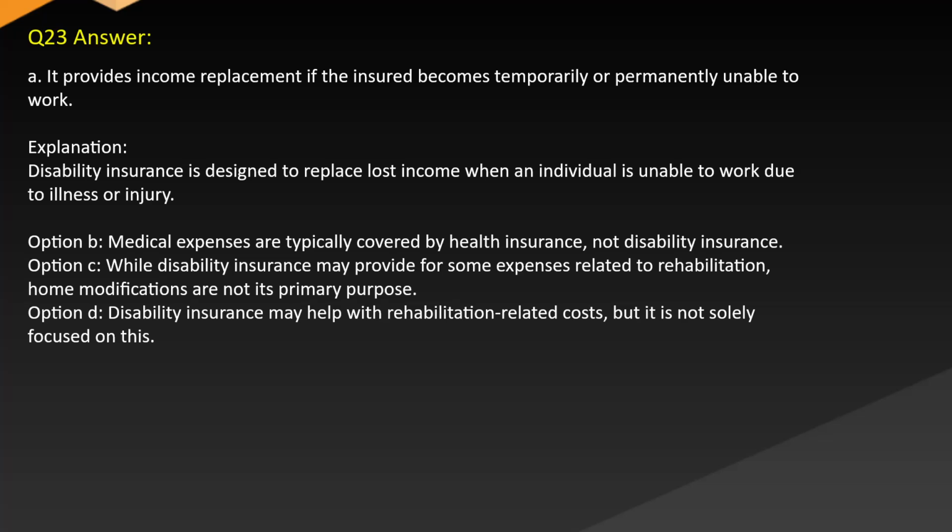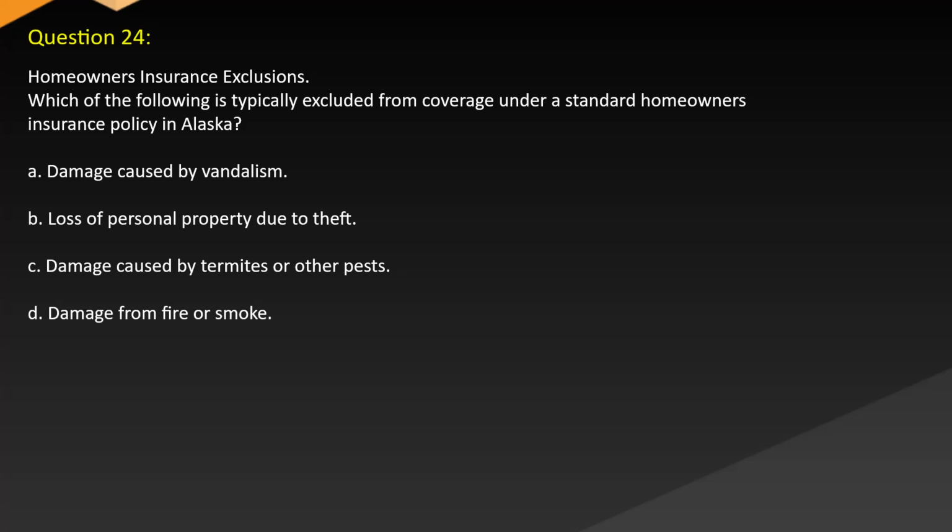Option B. Medical expenses are typically covered by health insurance, not disability insurance. Option C. While disability insurance may provide for some expenses related to rehabilitation, home modifications are not its primary purpose. Option D. Disability insurance may help with rehabilitation-related costs, but it is not solely focused on this. Question 24. Homeowners insurance exclusions. Which of the following is typically excluded from coverage under a standard homeowners insurance policy in Alaska?